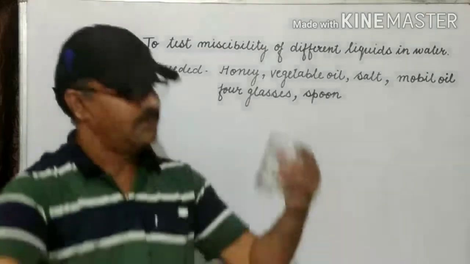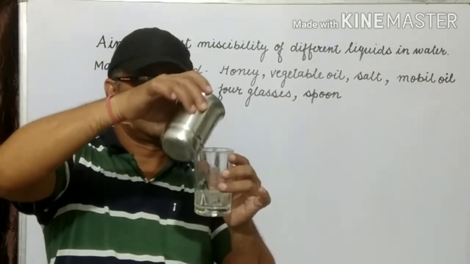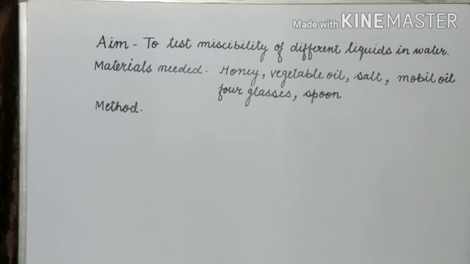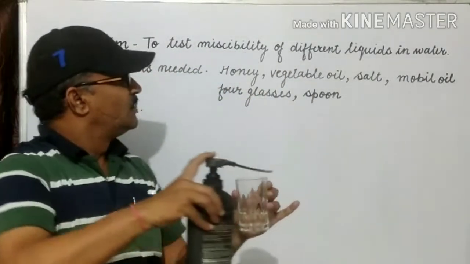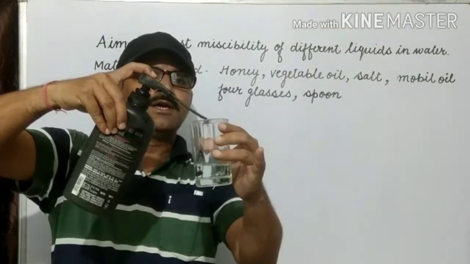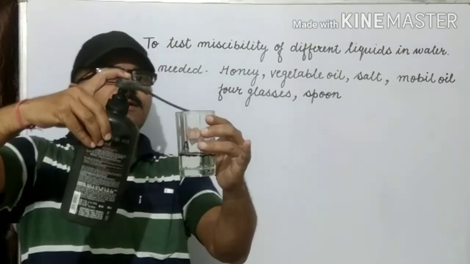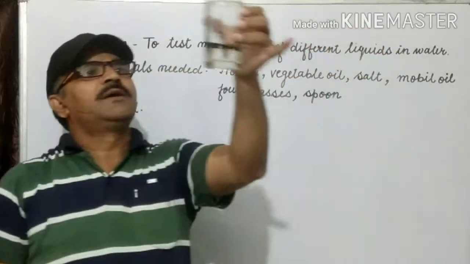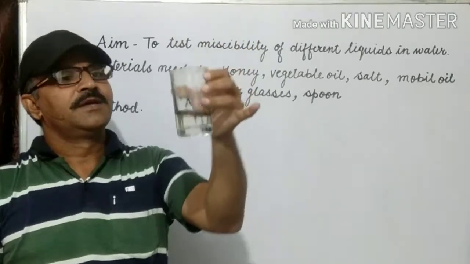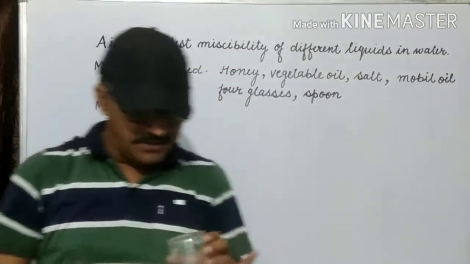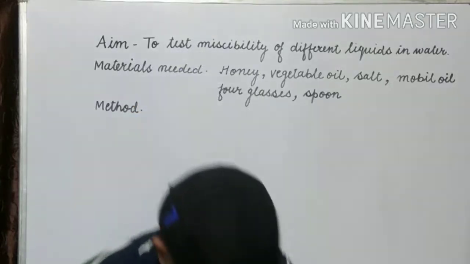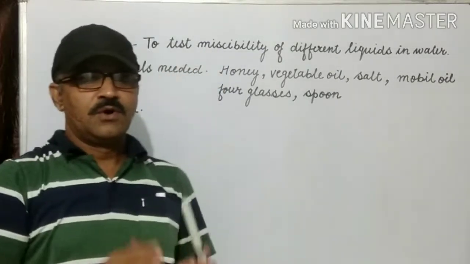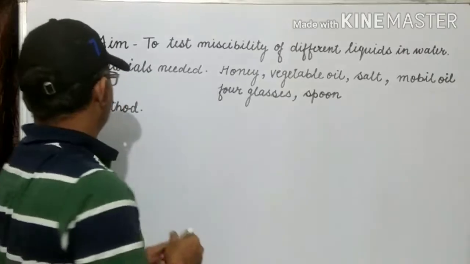In A, I have taken the water in A glass. Next one is the mobile oil. I am putting mobile oil here. Now you see the condition of the mobile oil. It forms a separate layer and it floats on the water. Now observe the glasses.